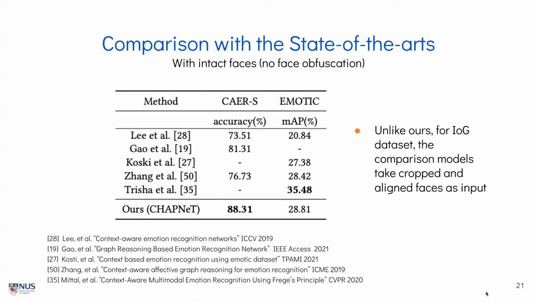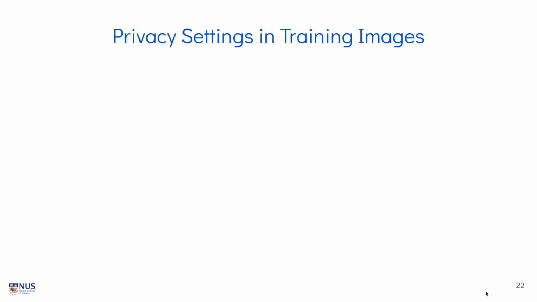For the images of group dataset, unlike ours, which is trained on a whole image, the comparison models take cropped and aligned faces as input. And due to the huge difference in training sample distribution, we do not report their results here.